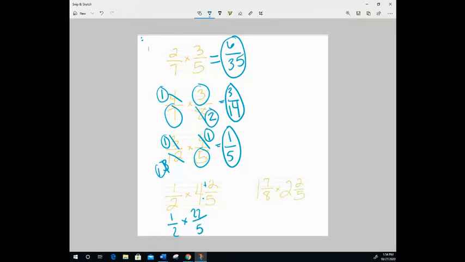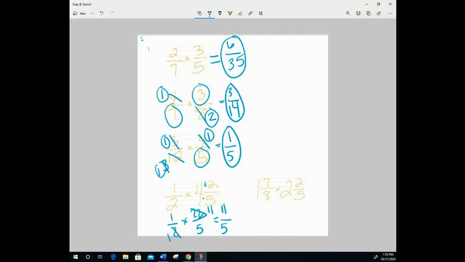Now I'm checking to see if I can simplify anywhere. I notice I could do the 2 and 22. 2 goes into 2 once, and 2 can go into 22 11 times. There's nowhere else that we could simplify. 1 times 11 is 11, and 1 times 5 is 5.